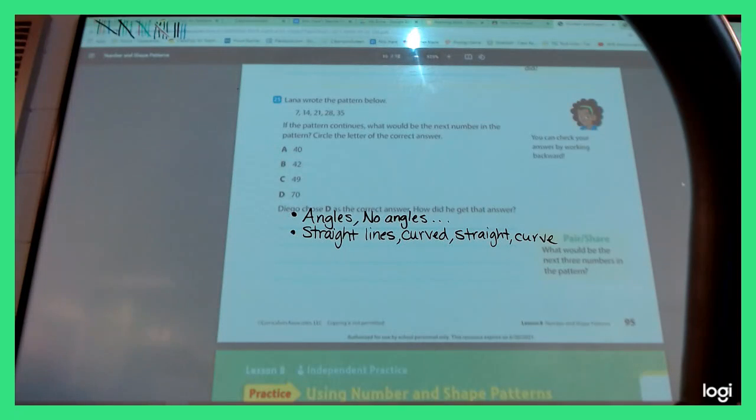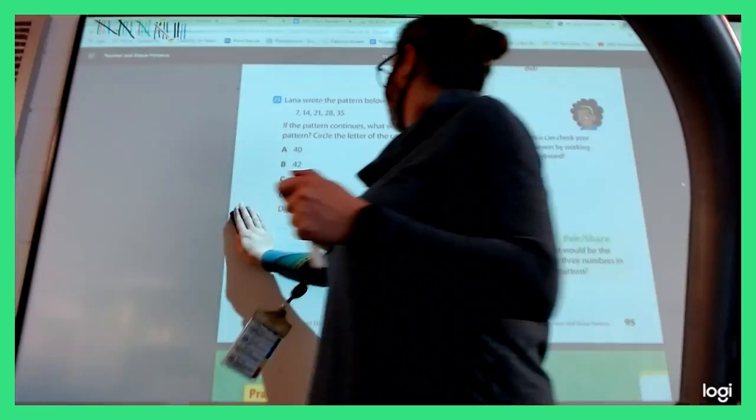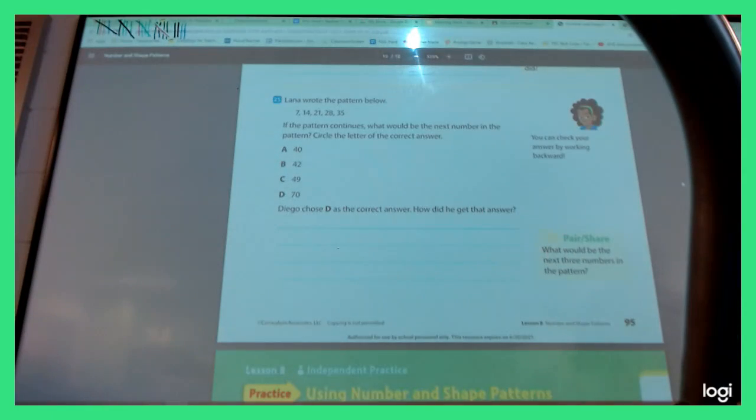All right, problem about Lana. Who would like to read Lana's problem? Josiah? Lana wrote the pattern below. If the pattern continues, what would be the next number in the pattern? Circle the letter of the correct answer.